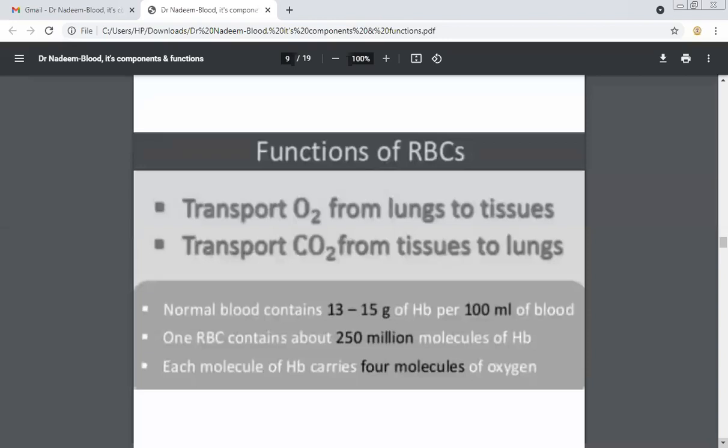This is the distribution of RBC components. The main component responsible for the transfer of oxygen, which component of RBC? Everybody knows it is hemoglobin. Now the main question comes: what is the component of hemoglobin which transports these 4 molecules of oxygen? Anybody can give the answer. What is the part of hemoglobin which transfers oxygen?